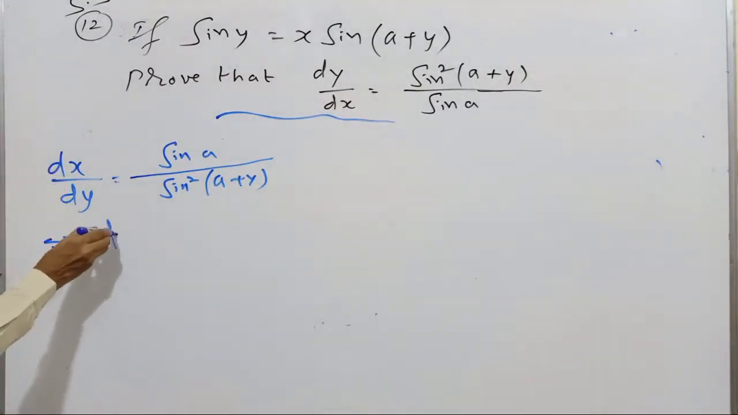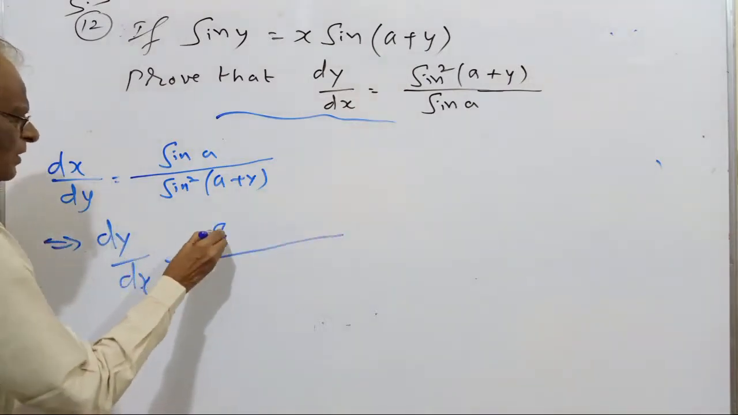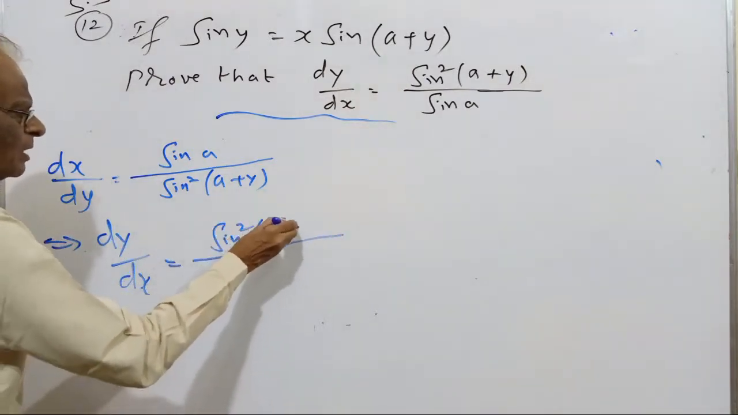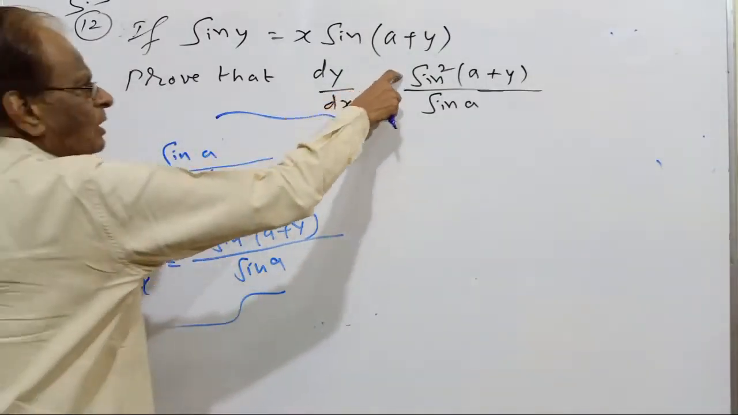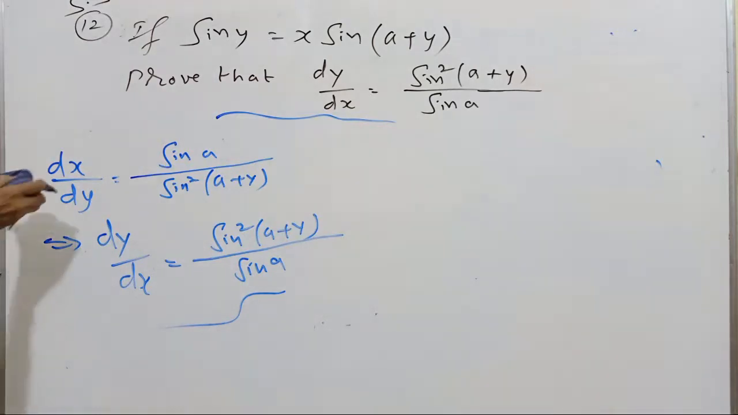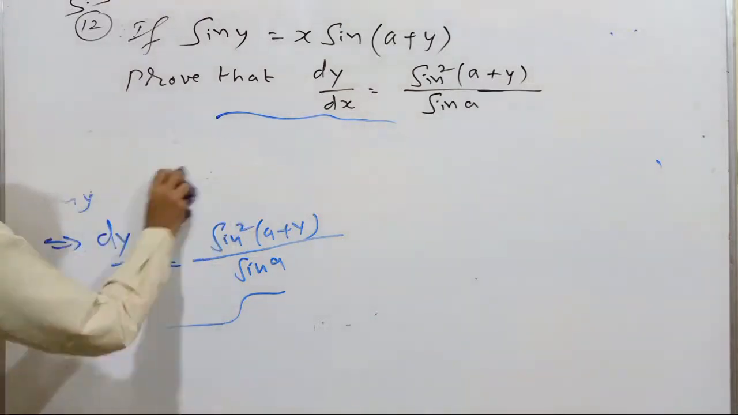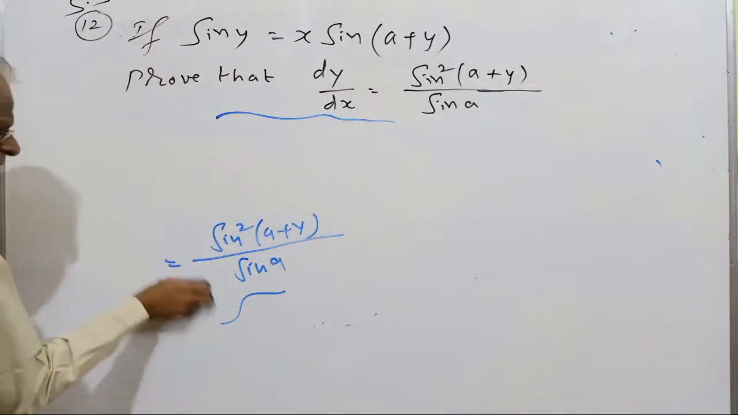dx by dy, reciprocal derivatives. Make reciprocal: sin squared (a plus y) by sin a. Sin squared (a plus y) by sin a. dx by dy, make reciprocal derivatives.